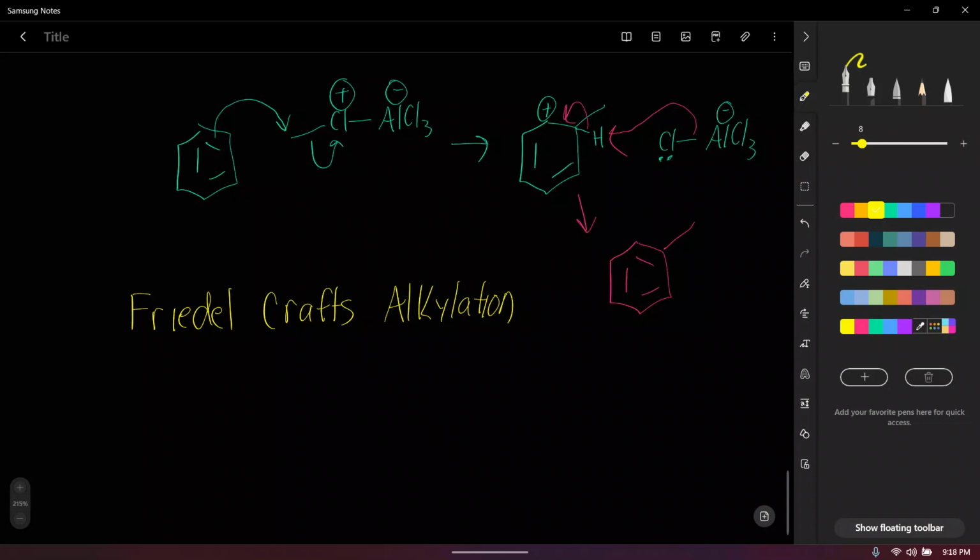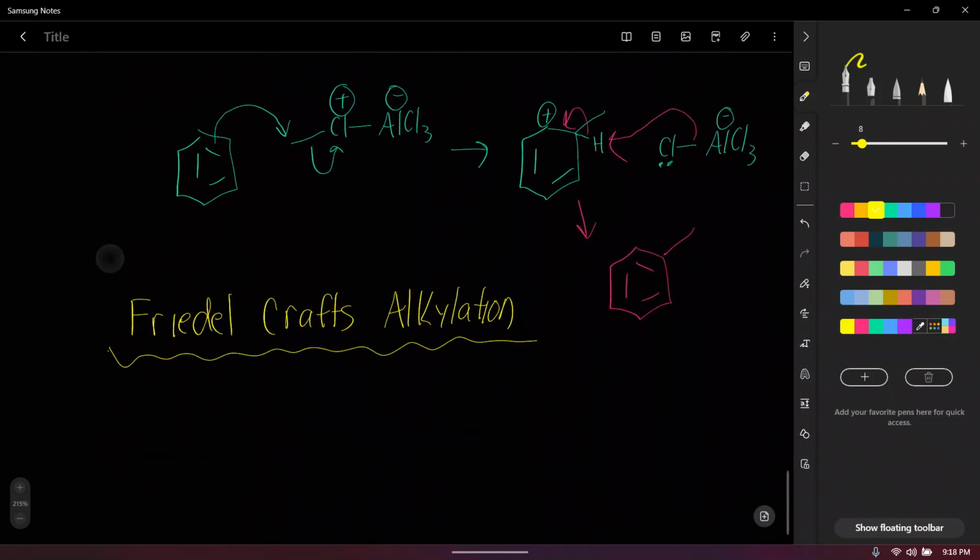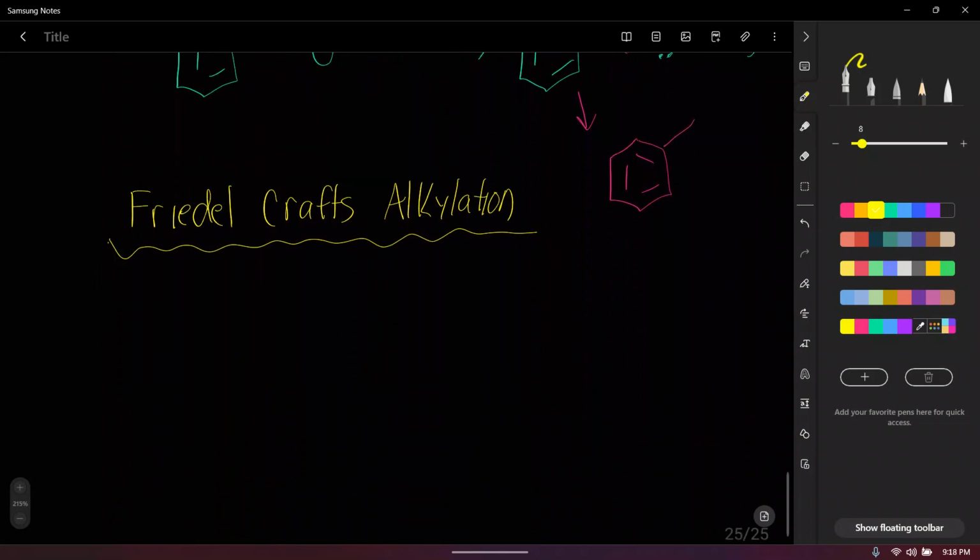Alright. But before we go on, Friedel-Crafts alkylation has a couple caveats to it, and we need to actually talk about those caveats. So Friedel-Crafts alkylation. So if you notice in the example that I did, I added a methyl group onto here. Okay. So Friedel-Crafts alkylation works really well with methyl groups. So if I want to add like a CH3, or I could have added an ethyl group on there.